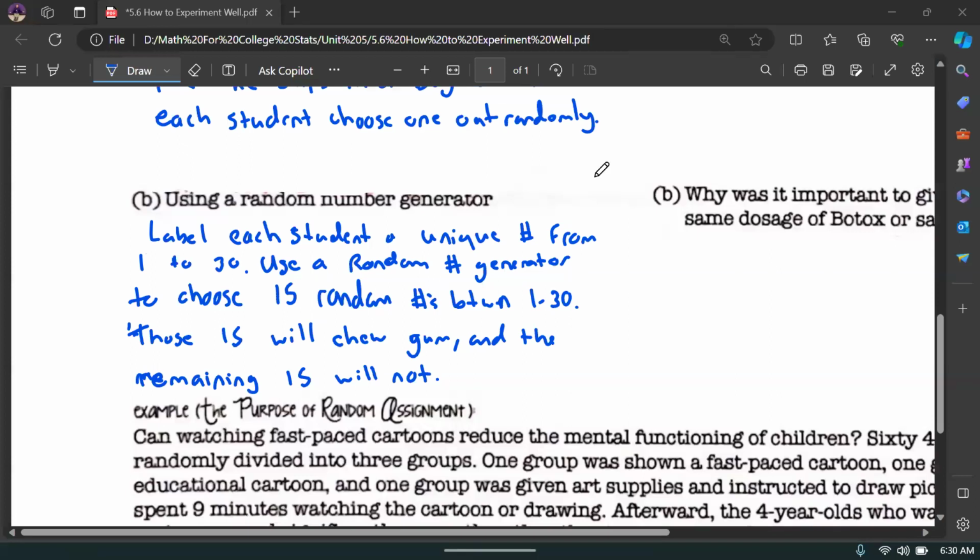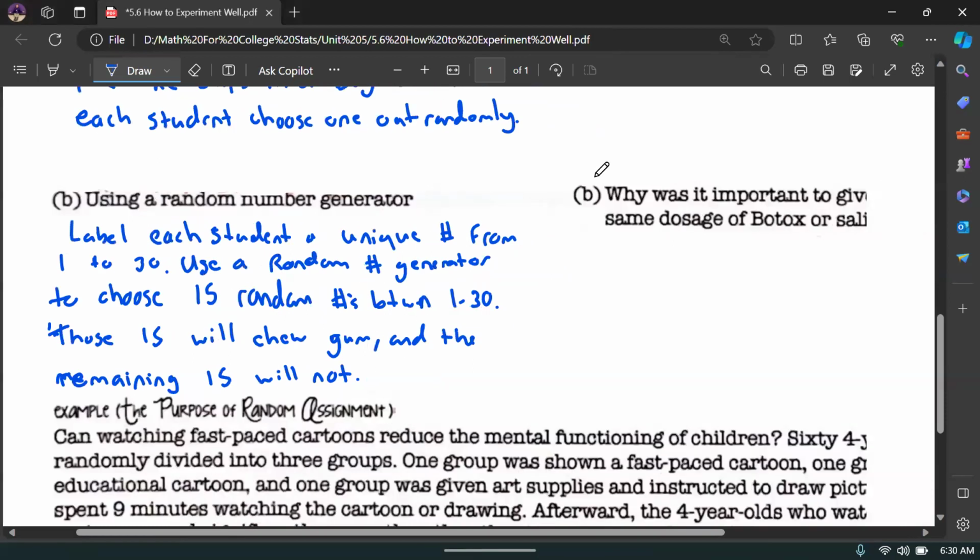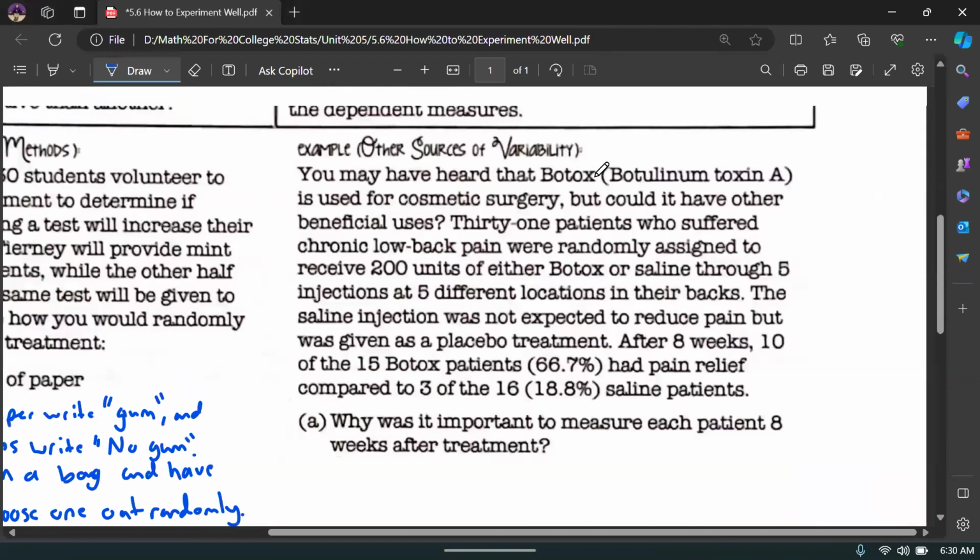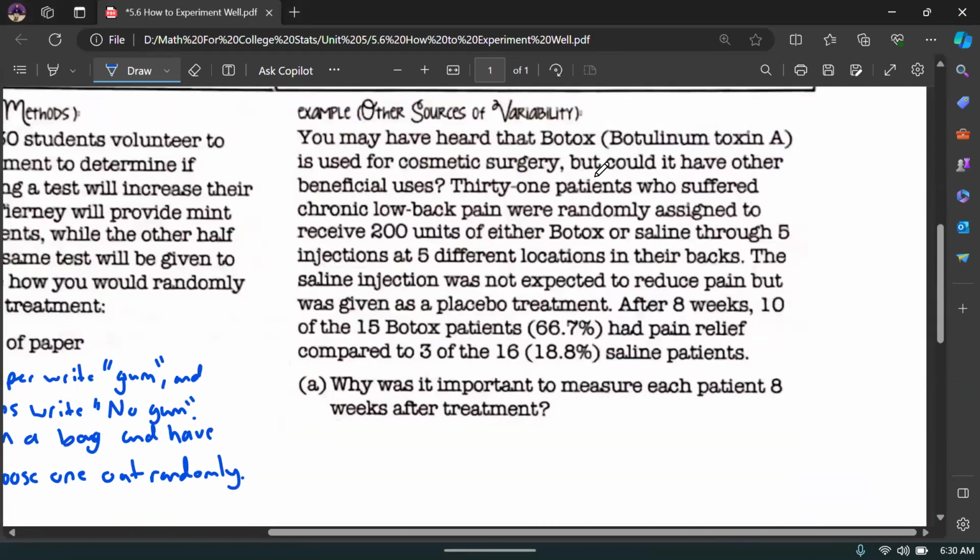All right, so there's basically what I said a moment ago. All right, let's move on to our example on the right here. So you may have heard that Botox, which I'm not even going to say what that is, is used for cosmetic surgery, but could it have other beneficial uses?